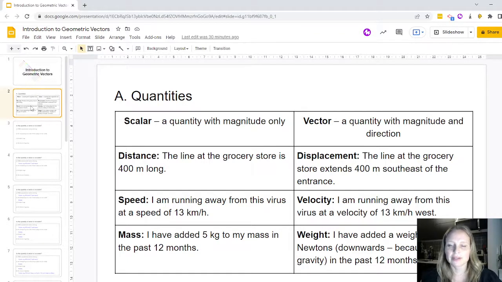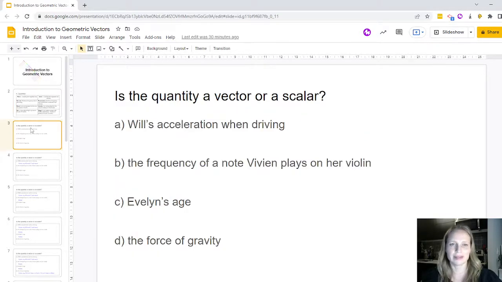So we say that vectors are quantities that require two or more properties to describe them. For displacement, for example, we need to know that the position is a certain distance, 400 meters, and a certain direction, southeast. Or velocity, there is a certain numerical quantity, 13 kilometers per hour, and a direction, which is west. So these things, is the quantity a vector or a scalar?